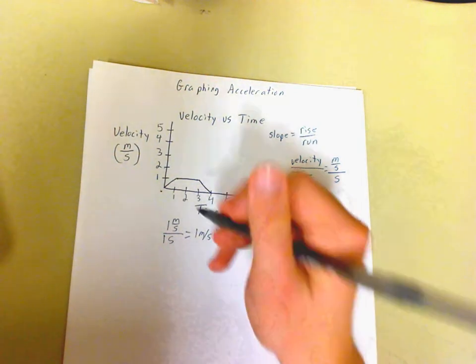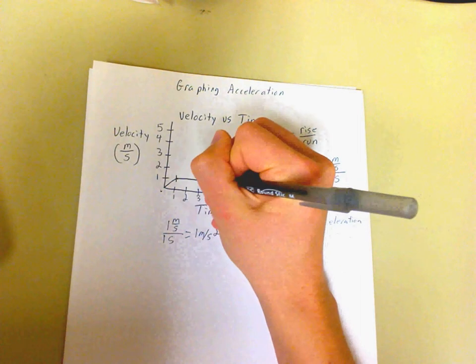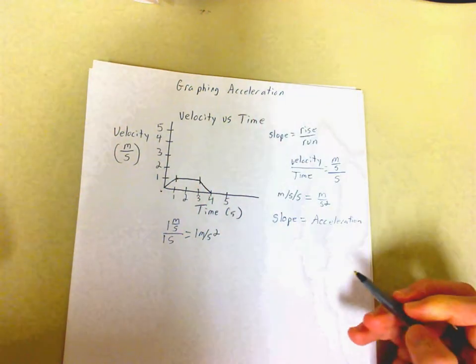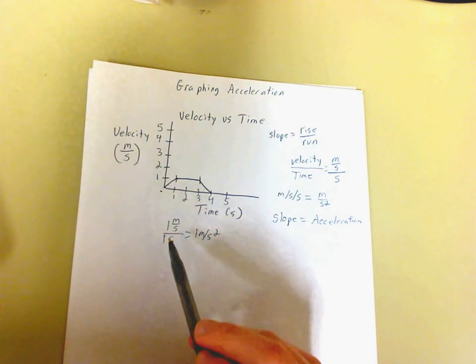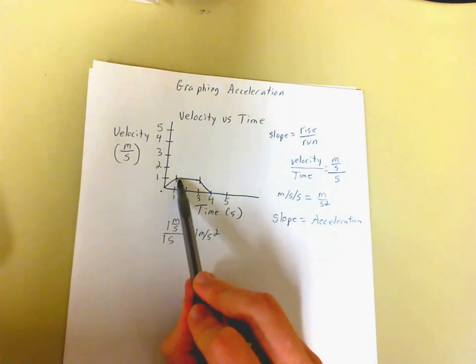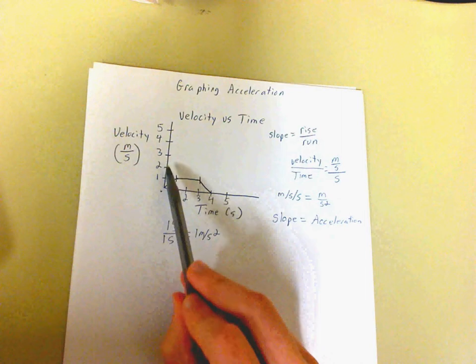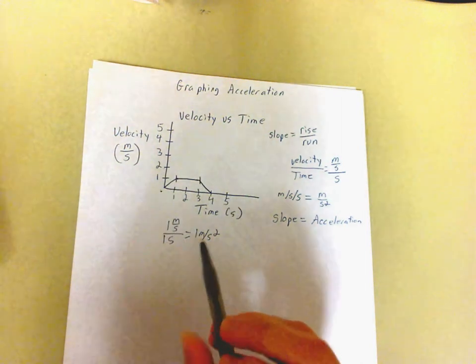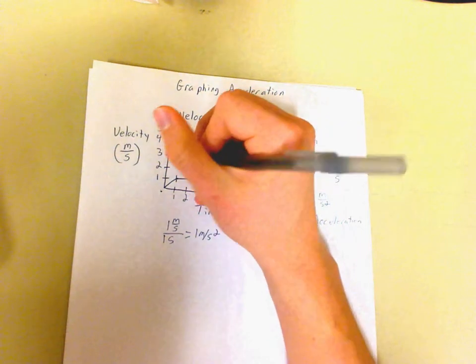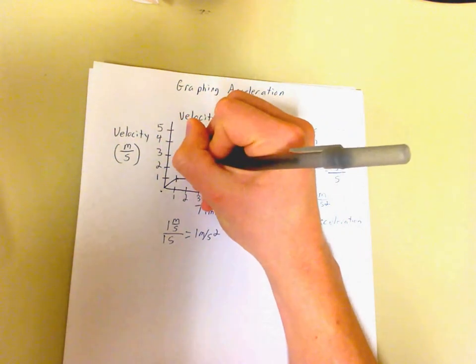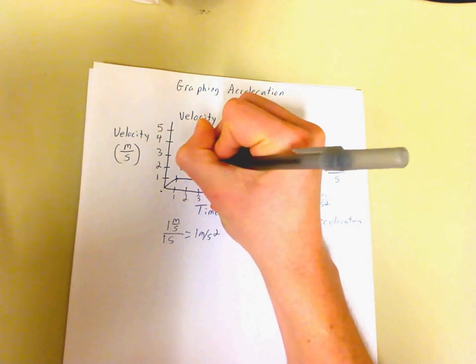Now from this point to this point, let's look at things a little bit. Does our velocity change? It has a horizontal line, so it does not change along the y-axis. So our velocity is staying the same at this point. You could say that it has a constant speed.